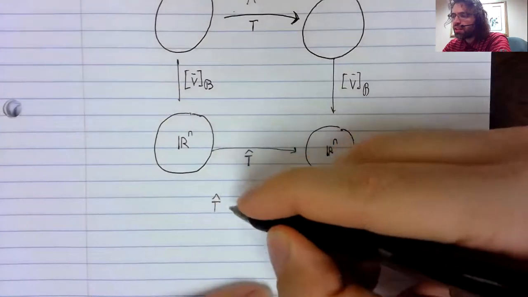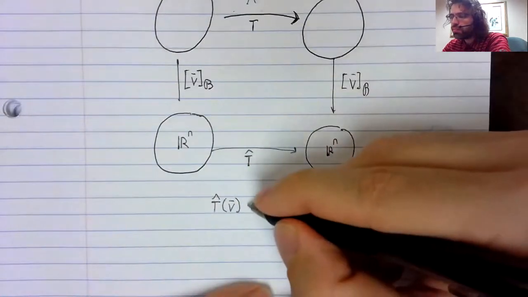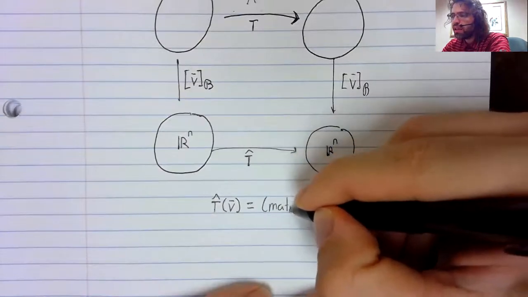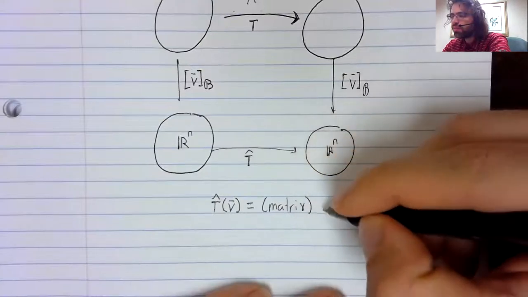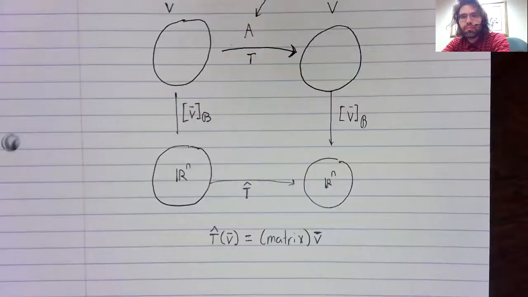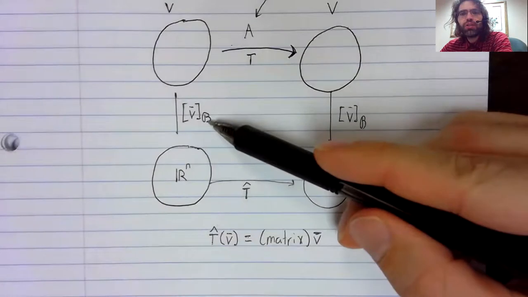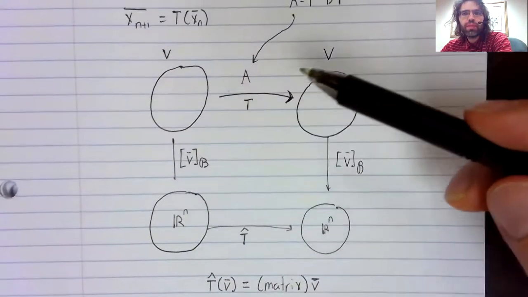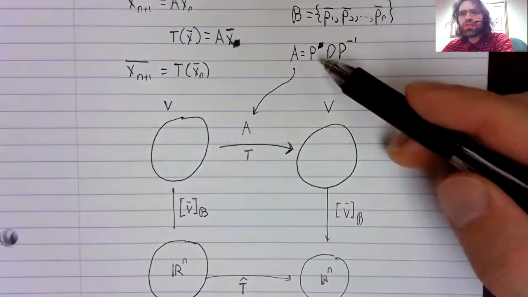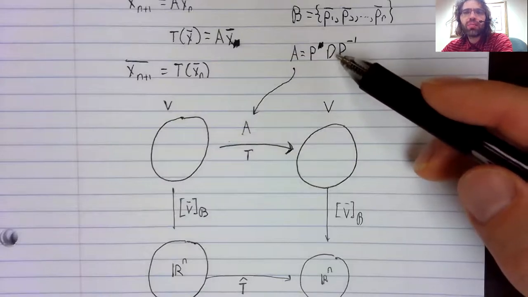And we've seen that T hat of a vector is the B matrix times this vector. Now, in this special case, where this basis we use comes from this diagonalization, when you diagonalize, it doesn't matter whether the inverse is here or here, but I edited this to match my notes.